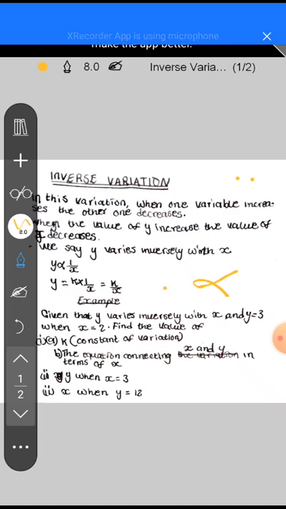Let's take a look at an example here. Given that y varies inversely with x and y is equal to 3 when x is equal to 2, find: a, the value of k, the constant of variation; b, the equation connecting x and y in terms of x; c, the value of y when x is equal to 3; and d, the value of x when y is equal to 12. So let's take a look at these questions.